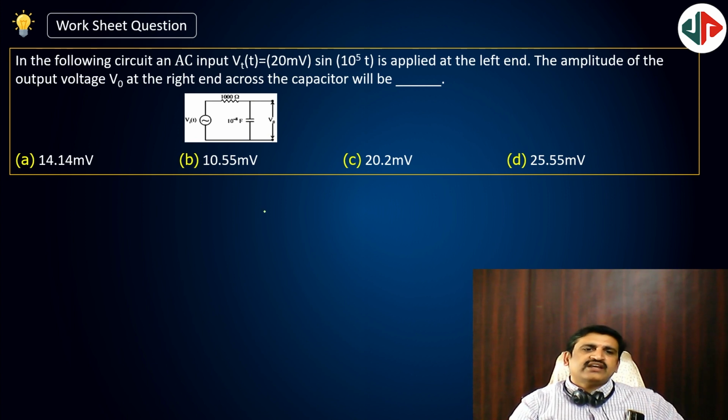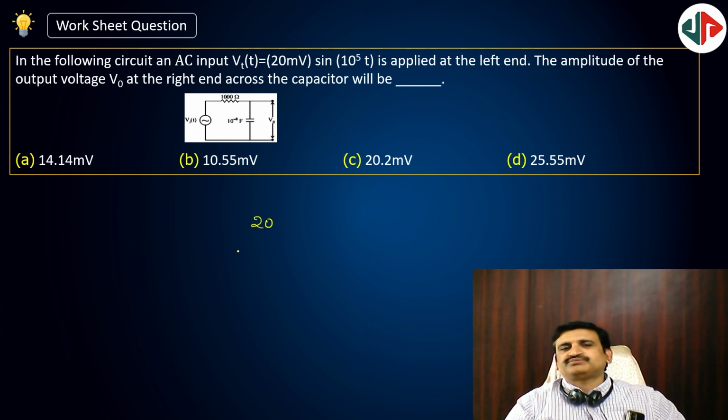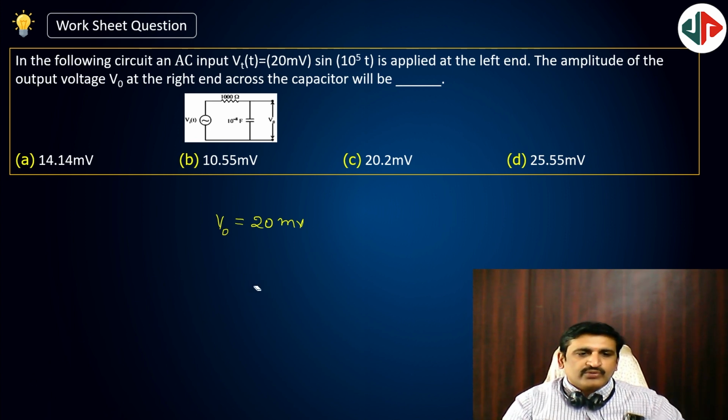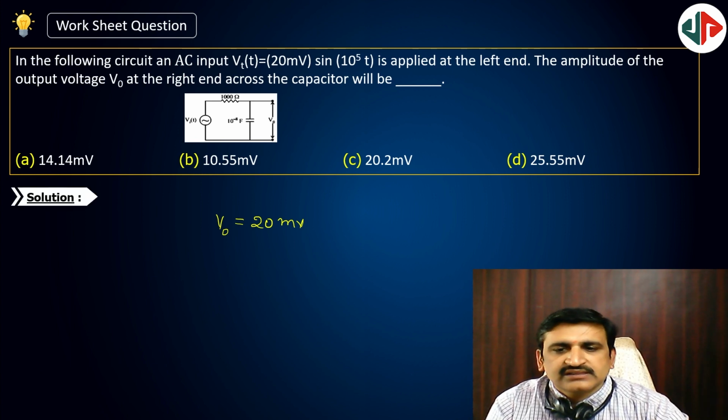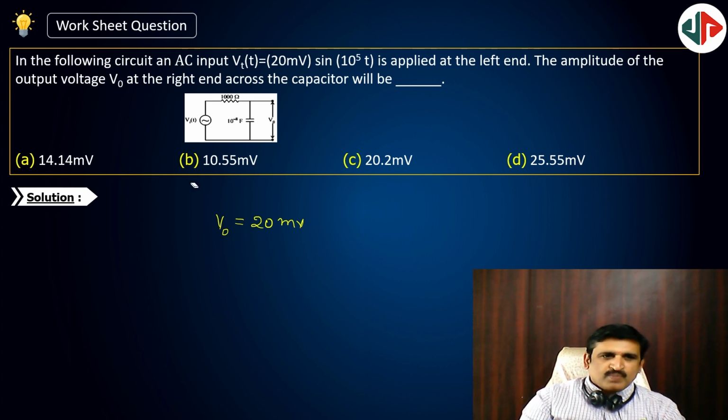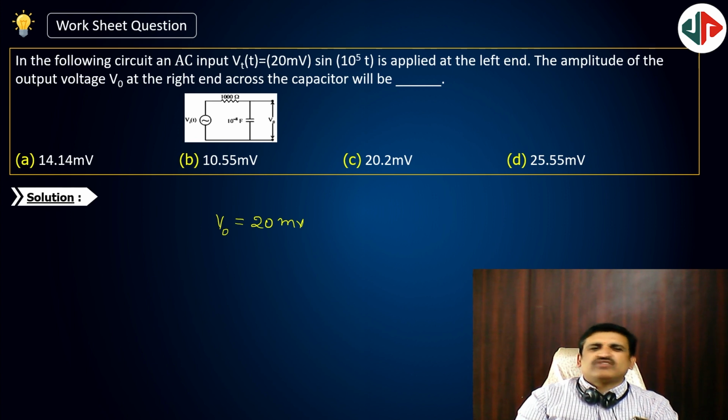20 millivolt is the peak value, the V0 value. Vrms would be 20 by root 2, but the peak value is what is given. So 20 millivolt. It is not a DC circuit, it is an AC circuit, so we need to go for a lengthy procedure. The voltage applied will be shared among the resistance and the capacitance.